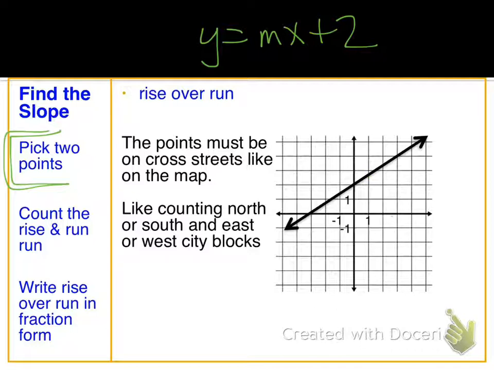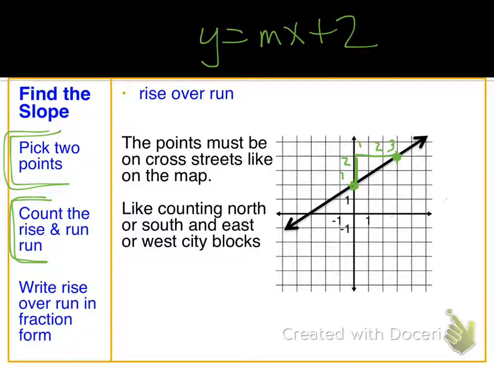I will say this. If you've got the y-intercept, hey, there's one point. It's on 2 cross streets. And if I look over, this one right here is also at 2 cross streets. Sometimes you have to look carefully, but they will be there. Now, after I do that, I count the rise and the run. That's just like counting the city blocks that we did in today's activity. I'm going to go north and south first. So here I went 2 blocks north, and I went 1, 2, 3 blocks east.